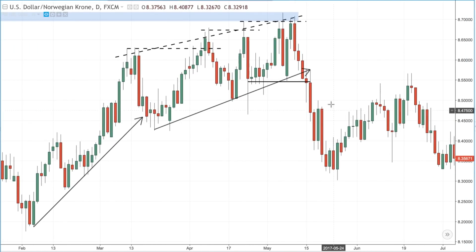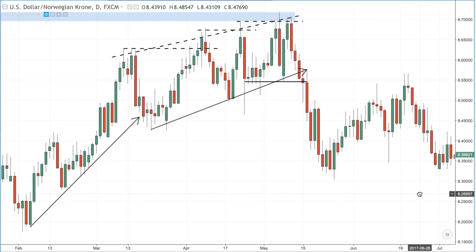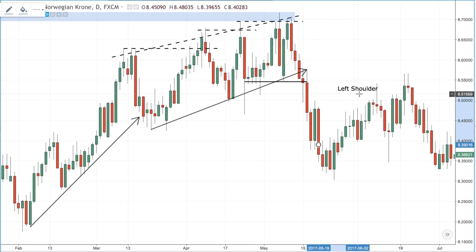So we can see that here we had a nice little short move to the downside, not really that strong, and now we can see something is changing again in the market structure. We can see a very famous and very important pattern. This is the head and shoulders: the left shoulder and the head, and the right shoulder here at the right side, of course.